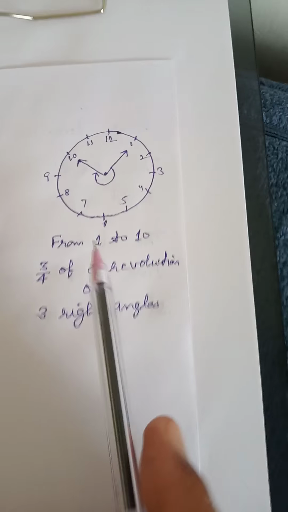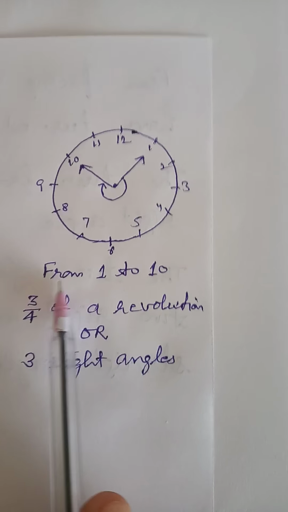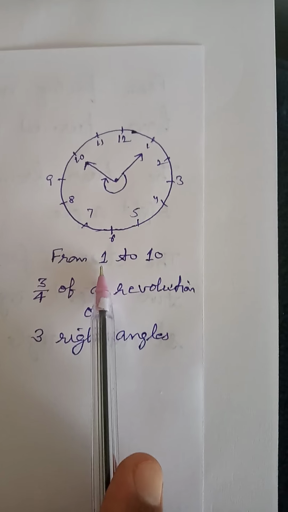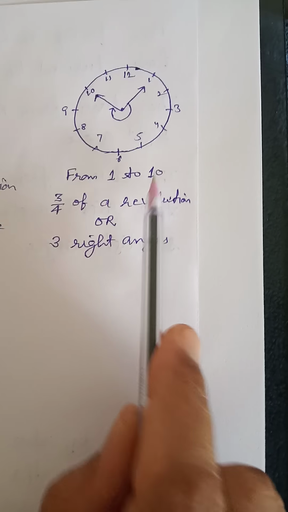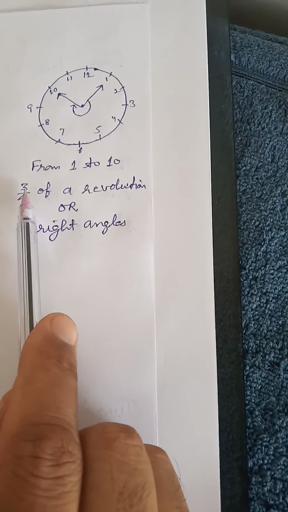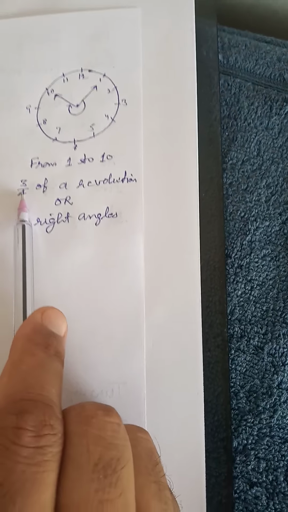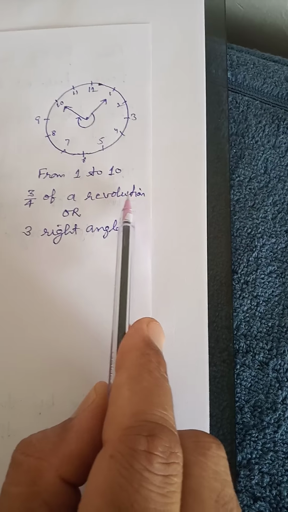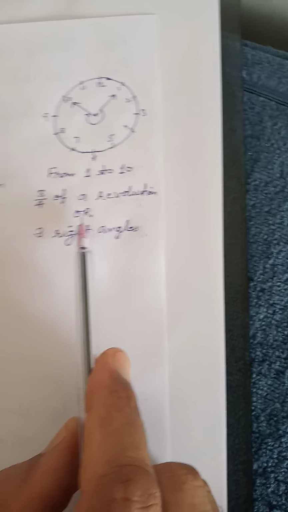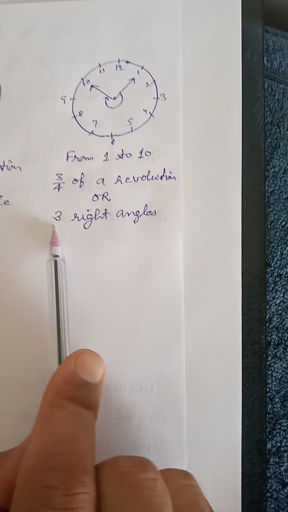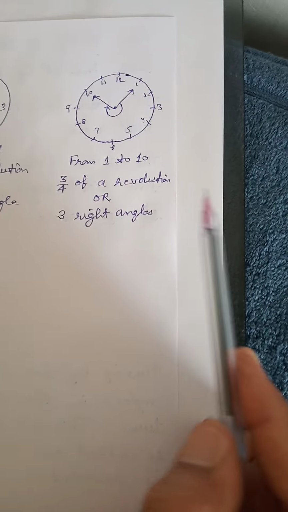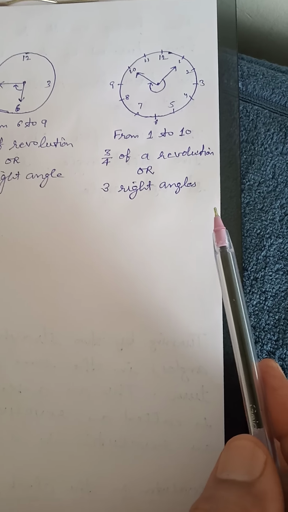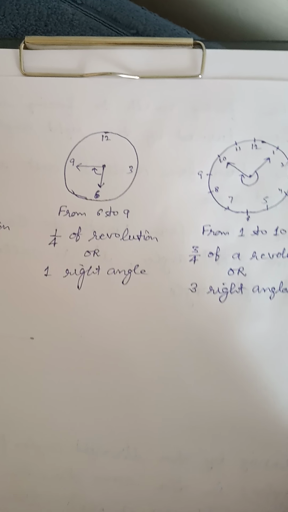angle. Now, in third phase of the clock, the minute hand moves from 12 to 9 in clockwise direction. That means 3 by 4 of a revolution has been completed, or the minute hand of a clock has turned through 3 right angles.